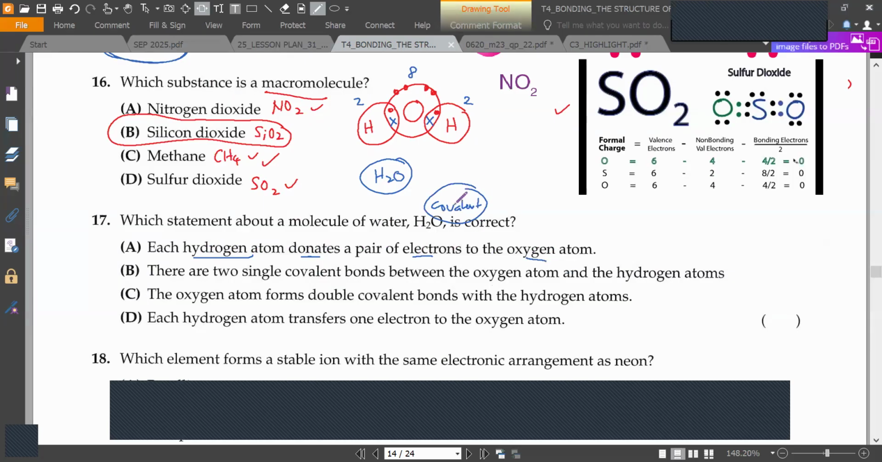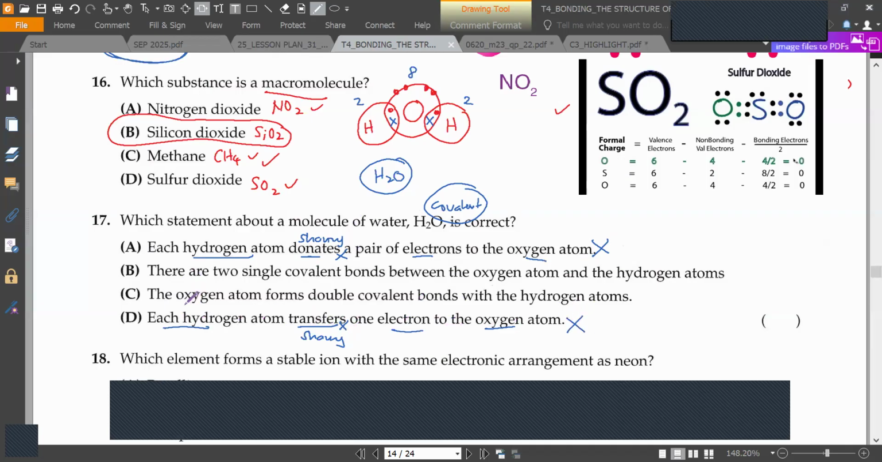Non-metal and non-metal, so we don't have donation of electrons. It's electron sharing. So it's not donate, so A is not correct. How about D? Each hydrogen atom transfers 1 electron to oxygen. Transfer? No. It is electron sharing.